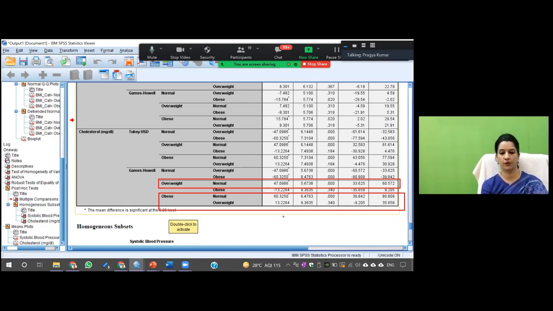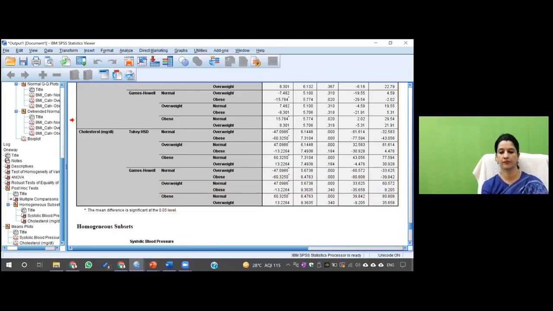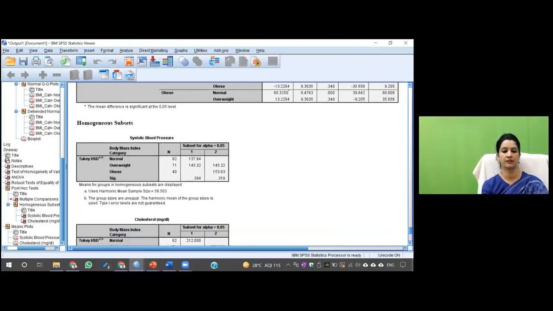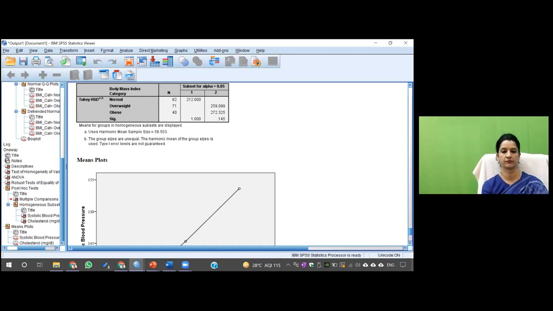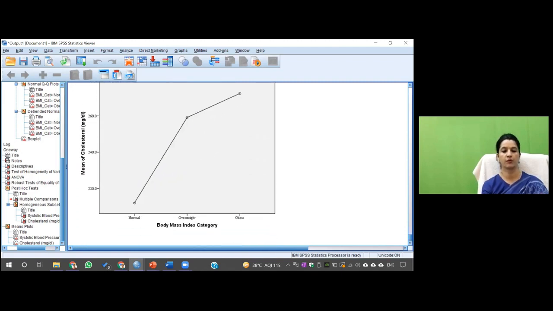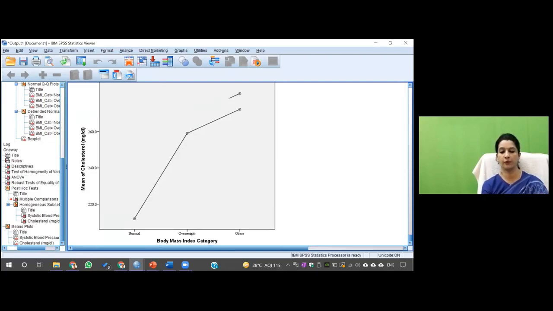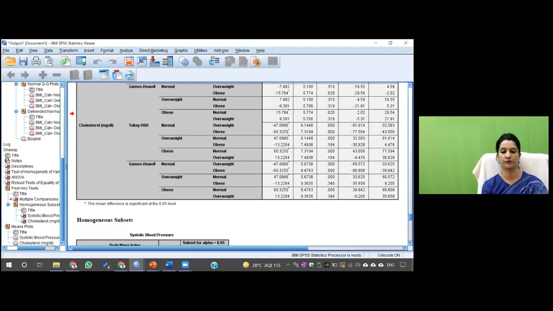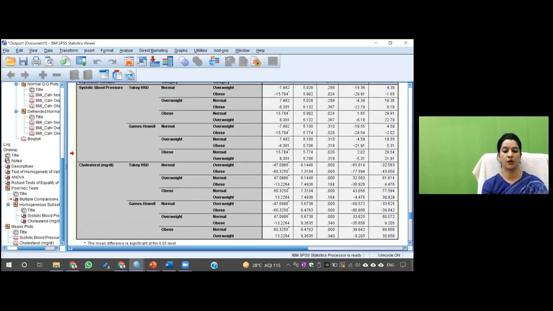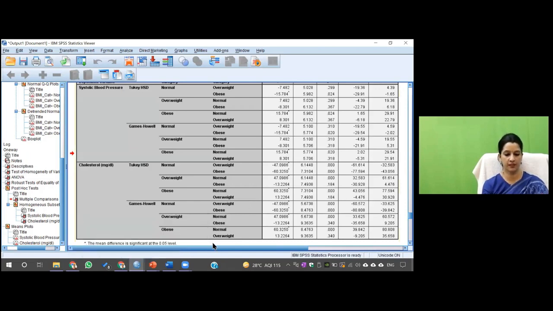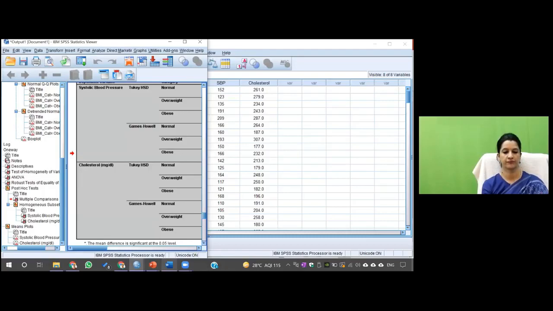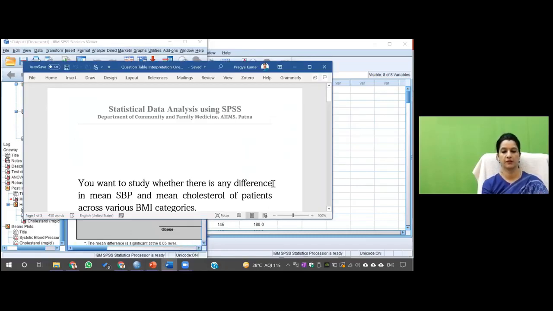Okay, so if you go down again, you can see that this gives you the mean plot. Although we don't report the mean plot, that mean plot is there. So basically we report up till this point, post hoc, right? So now how to interpret this result? You have interpreted it here, now how to write it, that we'll see here. So this was the question.